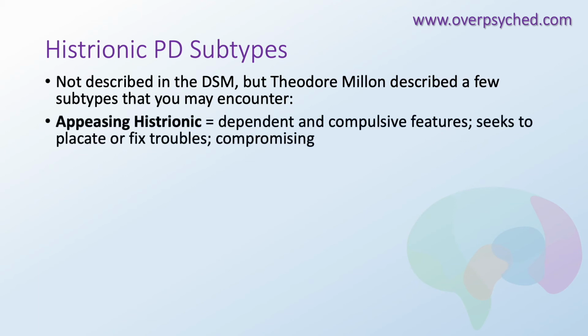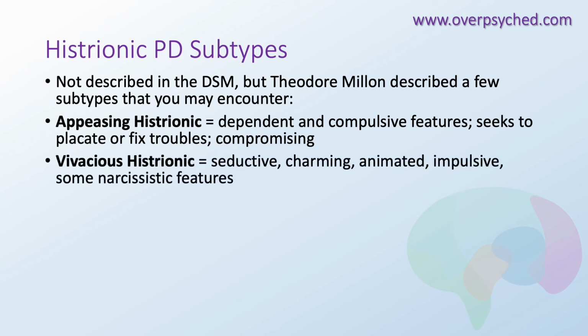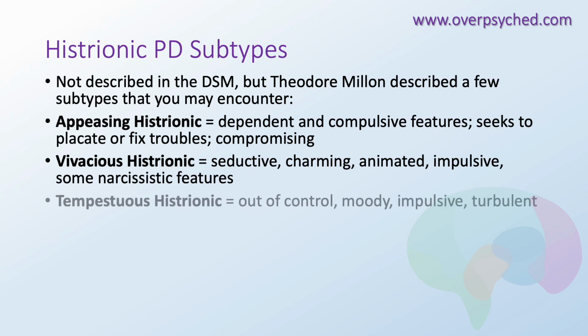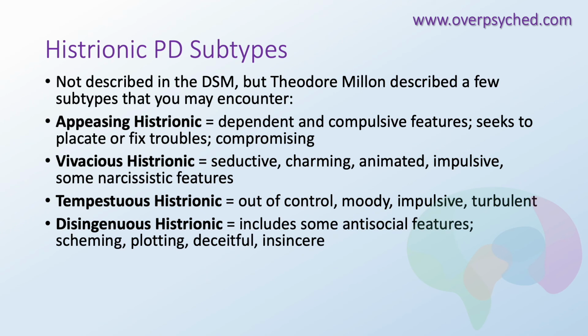First is appeasing histrionic. This includes dependent and compulsive features. These individuals seek to placate or fix troubles and are compromising. Next is vivacious histrionic. These individuals are seductive, charming, animated, impulsive, and have some narcissistic features. Then there is tempestuous histrionic, and these individuals are out of control, moody, impulsive, or turbulent. Then there is disingenuous histrionic, which includes some antisocial features, scheming, plotting, deceitful, or insincere behavior.